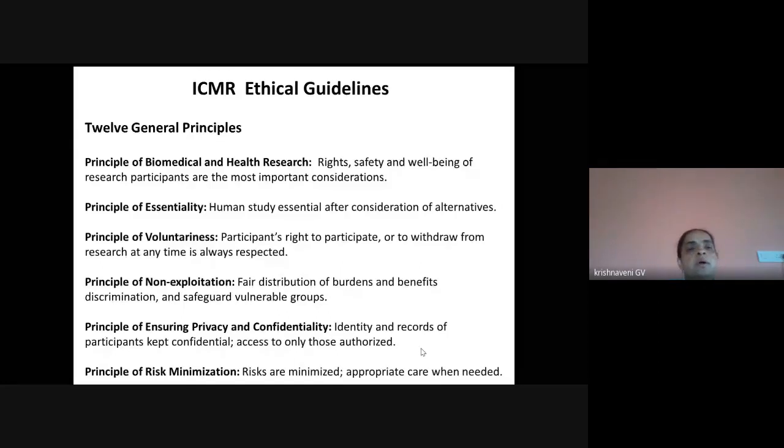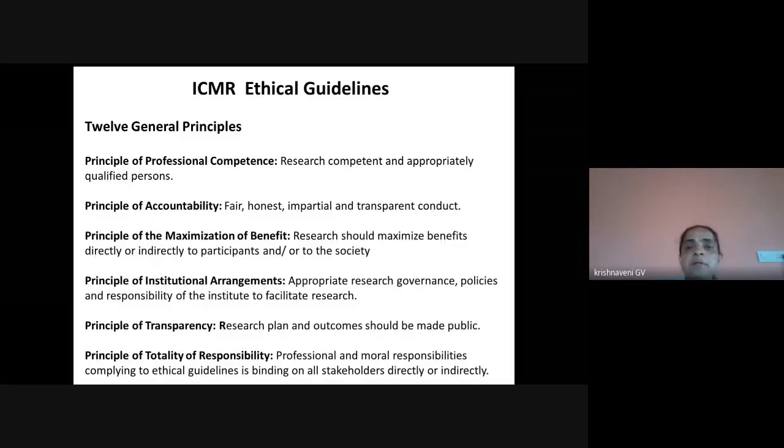So the seventh principle is professional competence. It mandates that a person conducting research should have the competency and skill to conduct that particular piece of research. So you should demonstrate to the ethical committee that you are proficient in the research that you are proposing. And there should be accountability for all the things that you do as a part of research. Every single action and assessment should be documented and presented to the public if needed.